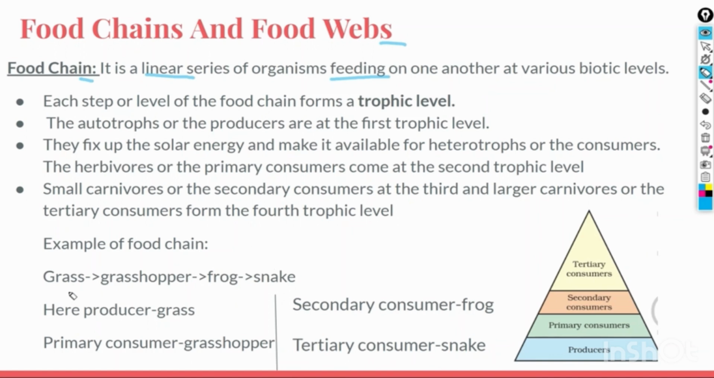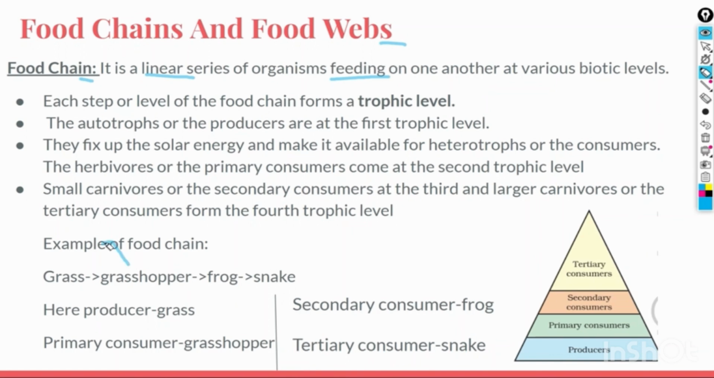So you can see it is unidirectional. It is moving only in one direction. So it is a linear series of organisms. Here we have various types of organisms feeding on one another.